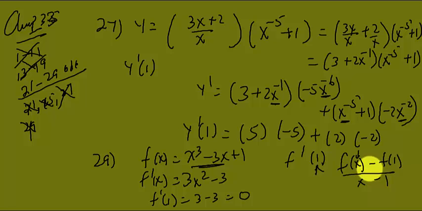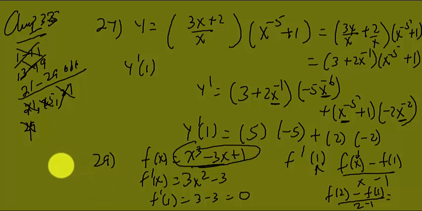1, 2, not close to 1, not 1, 2. Okay, so if you plug in 2, you're going to get f of 2 minus f of 1 over 2 minus 1. Let's plug in 2 in this function. When you plug in 2, you're going to get 8 minus 6 plus 1, which is 3. Minus, then when you plug in 1, you're going to get 1 minus 3 plus 1, which is negative 1. All that over 2 minus 1, which is 1. And that's going to give me 4.